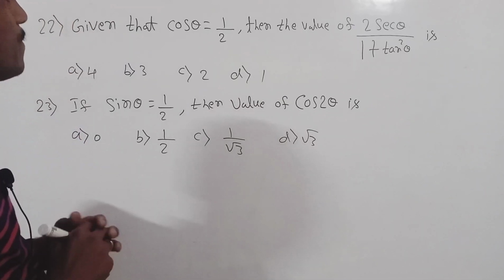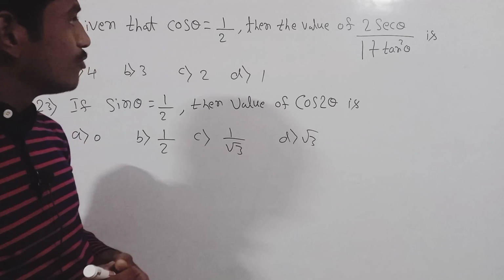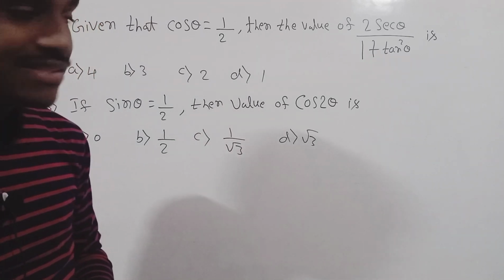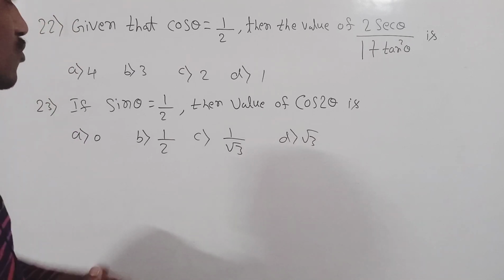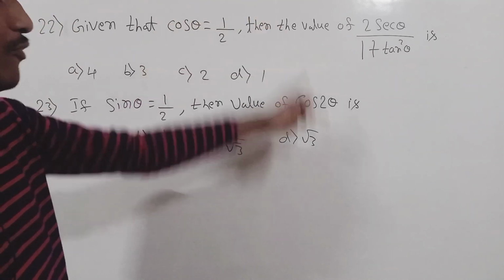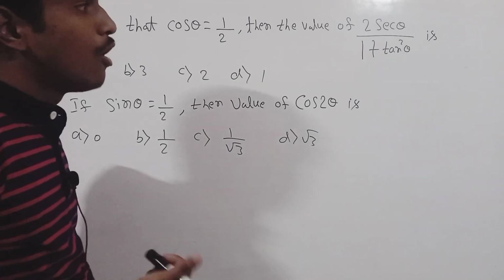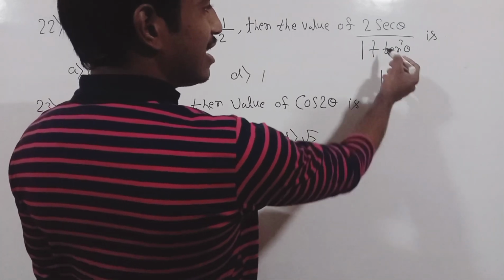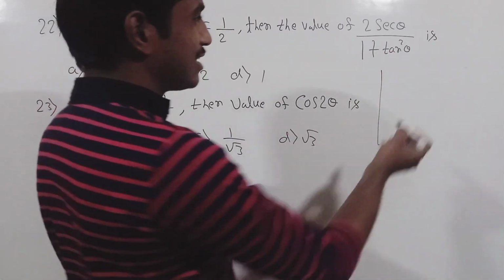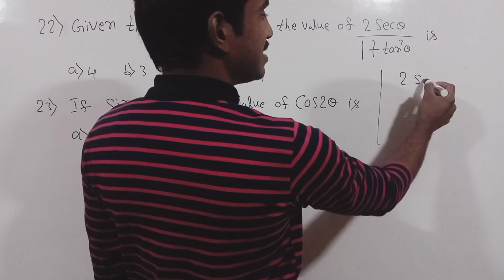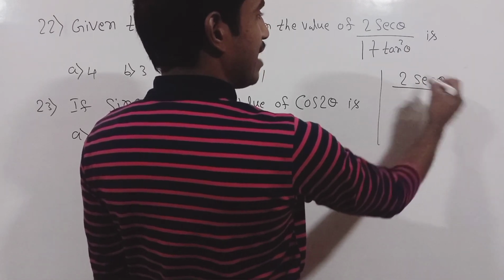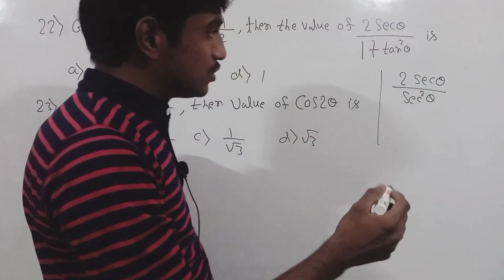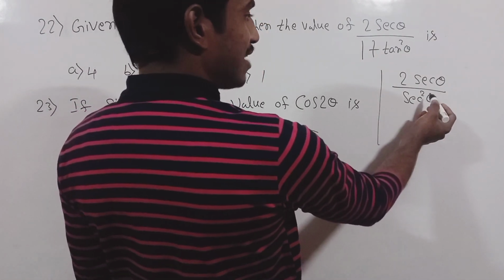Next question. Given that cos theta equals 1 by 2, you need to find the value of 2 secant theta by 1 plus tan square theta. So they have given the value of cos theta and we need to find the value of 2 secant theta by 1 plus tan square theta. By looking at it, we can easily tell that 1 plus tan square theta is secant square theta. So we will write 2 secant theta divided by 1 plus tan square theta, which is secant square theta. So here this is secant theta, this is secant square theta.